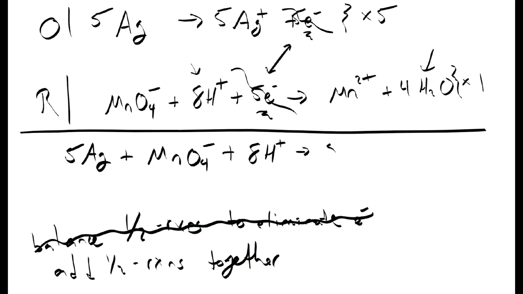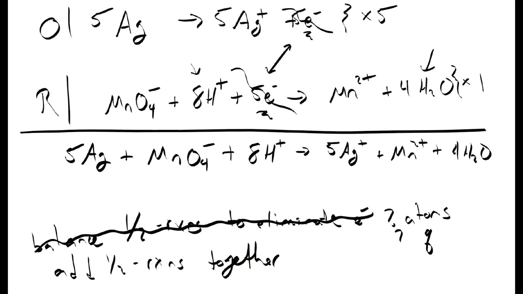Goes to form 5 silver ions and 1 manganese ion and 4 water. So now we have to double check, make sure we did everything right. Check the atoms and check the charge. Did we conserve matter and did we conserve charge? That's what we're looking for.